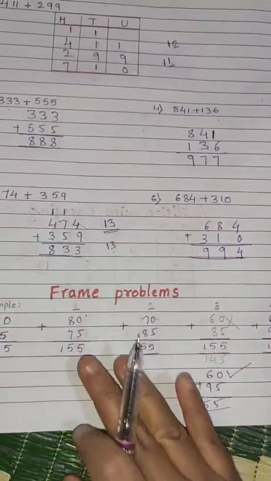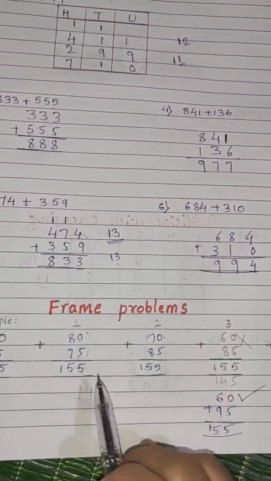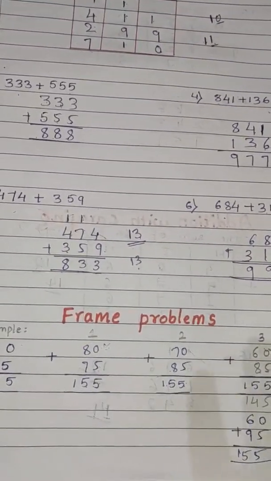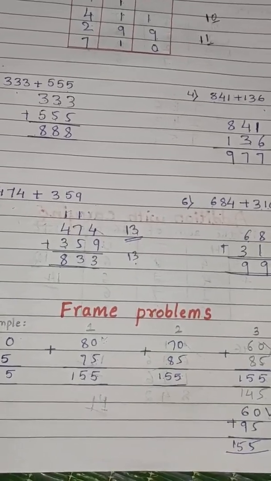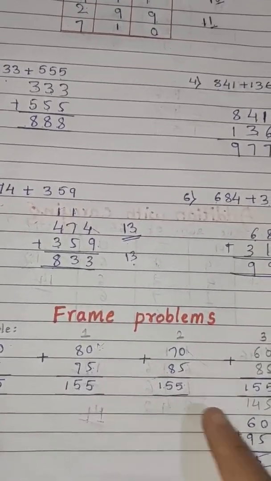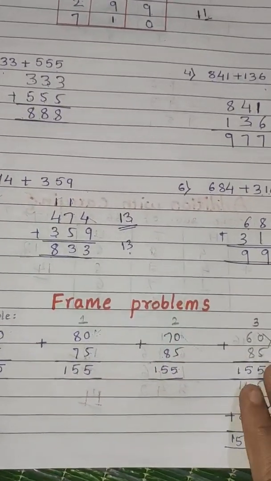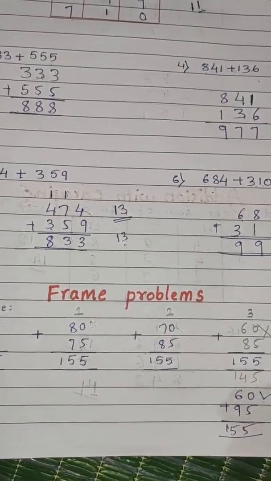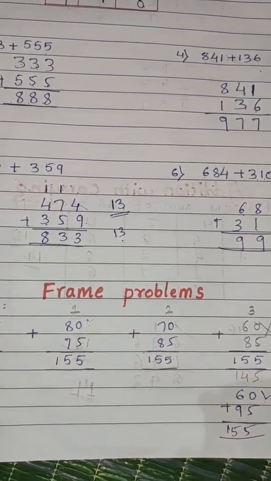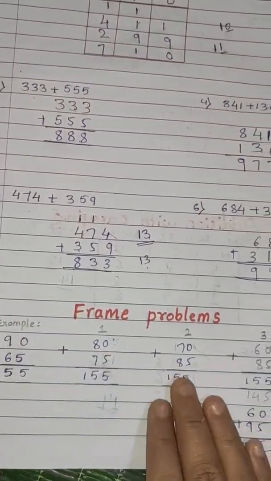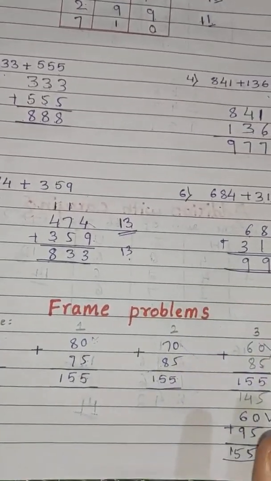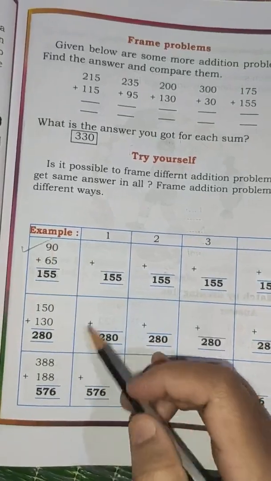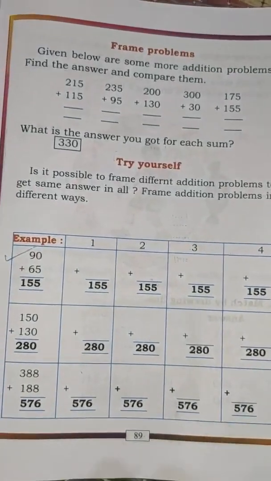So children, this is how you can frame the problems. Here you will get the answers, but you only have to frame the problems. Whichever numbers you want to take, you can take, but when you add those numbers, you should get the same answer. Whichever answer they have given, that answer only you have to get. Understood? So this one we have done. Here are two more examples, so try to solve them by yourself, children.